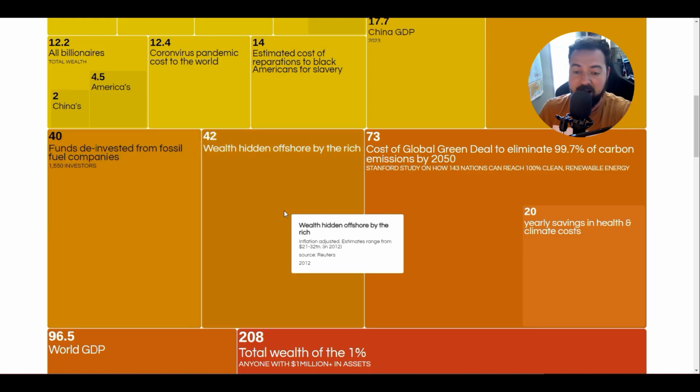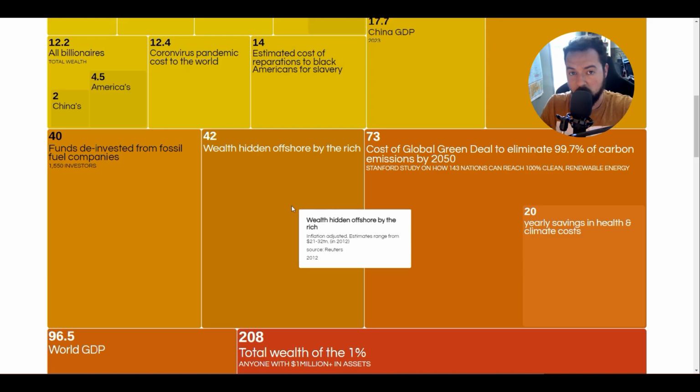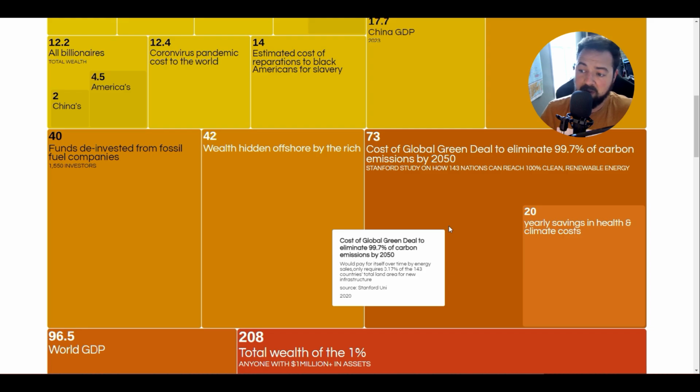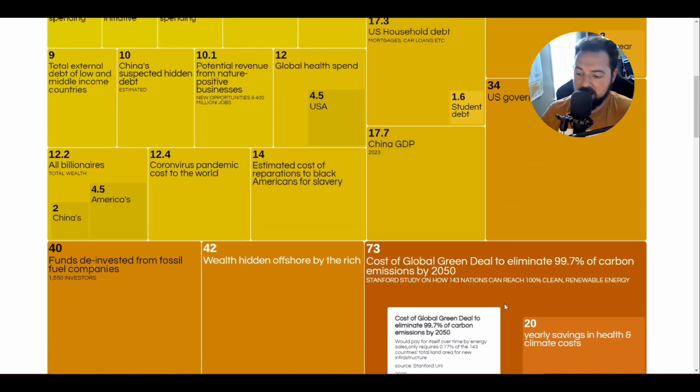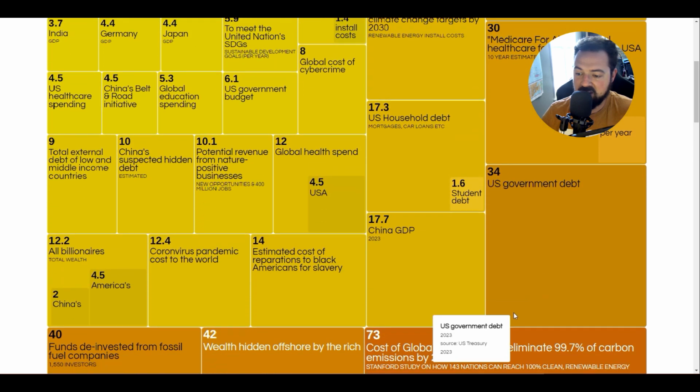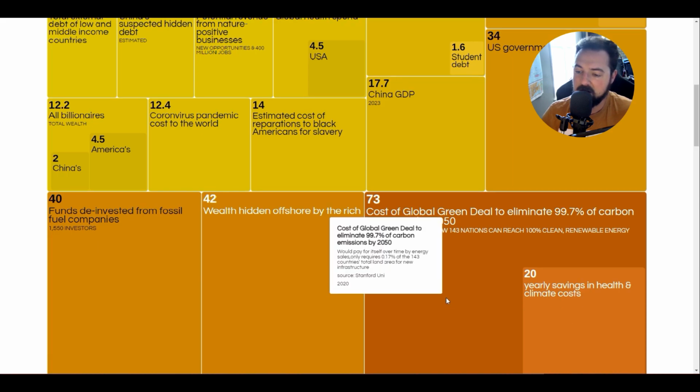You have the estimated amount of wealth hidden offshore by, quote, the rich, which is 42 trillion. That's a really big figure right here. So that's just offshore. I think this is in terms of the United States. And then over here, costs of global Green Deal to eliminate carbon emissions by 2050. So this is a giant block. This would be 73 trillion. And if you look at the amount here versus everything else, you'll just see that as a giant spend. But obviously, it's 2024 when I'm making this. If you look at 2050, that's a long way off.